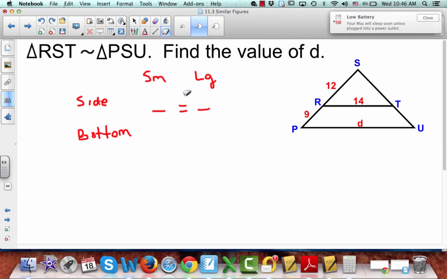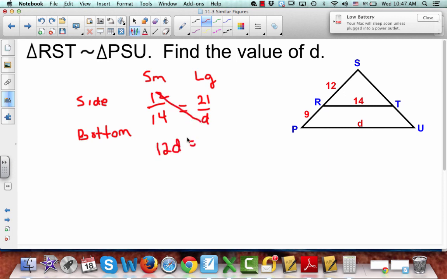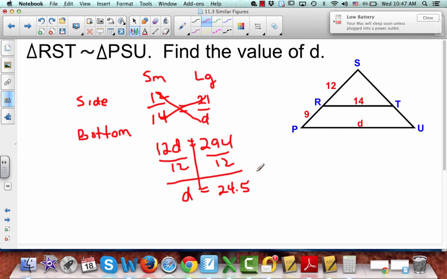Now I'm going to let you finish it out from this point forward, pause the video, and then come back to me. We've got the side of the small triangle. The side of the small triangle is 12, and the bottom of the small triangle is 14. The large triangle, you should have written down 12 plus 9 is 21, and then the bottom is D. Now we would have gone 12 times D is 12D, and then you should have gone 14 times 21 is 294. Then we want to divide by 12 because that's the opposite of multiplying by 12. And then that gives us D equals 24.5. So D would be 24.5. Is that what you got? I sure hope it is.